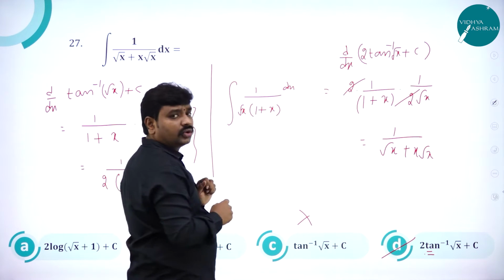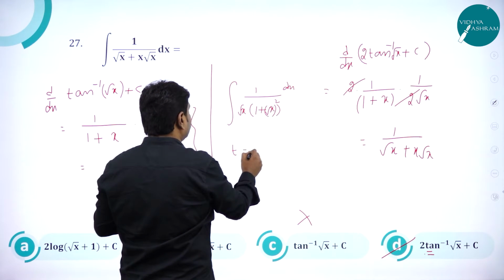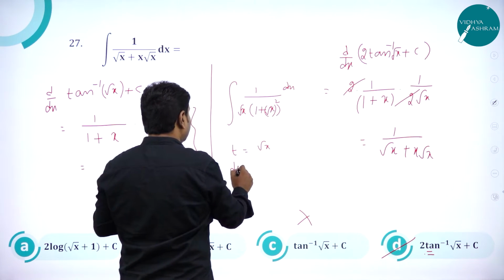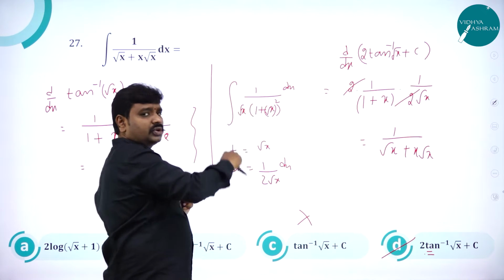Can I write this as root x the whole square? Now put t as root x and dt is what? 1 by 2 root x into dx. Rearrange, substitute, you will get the answer.